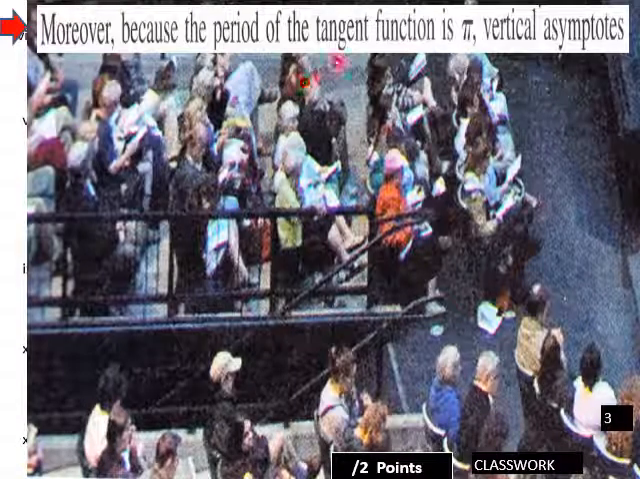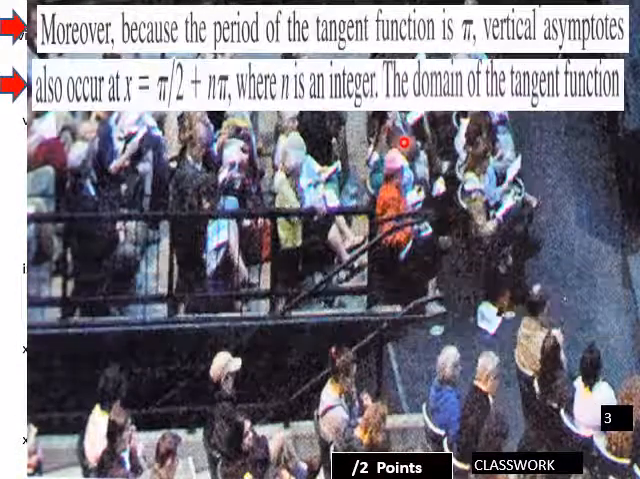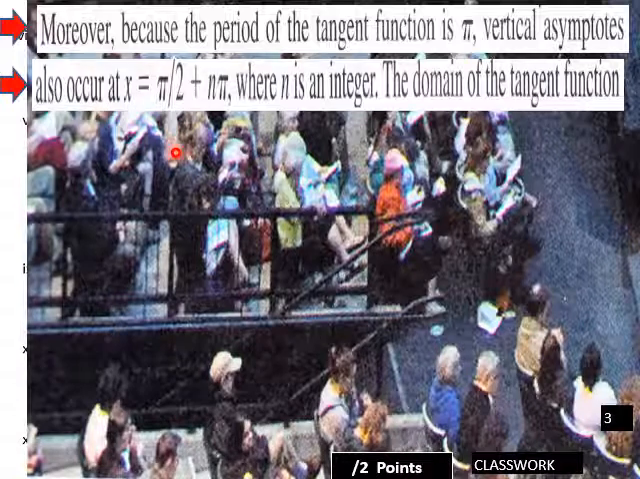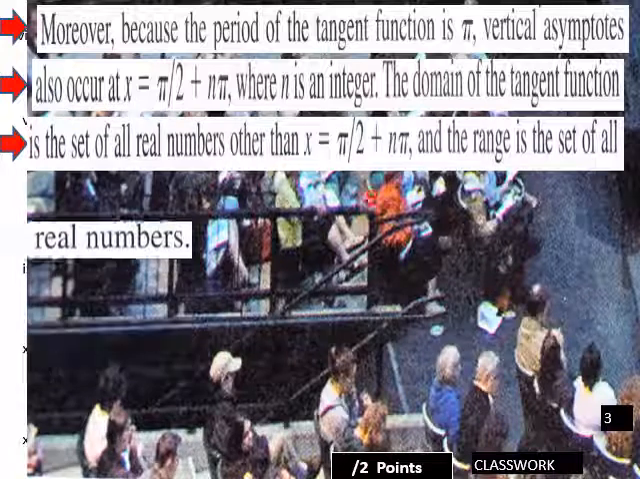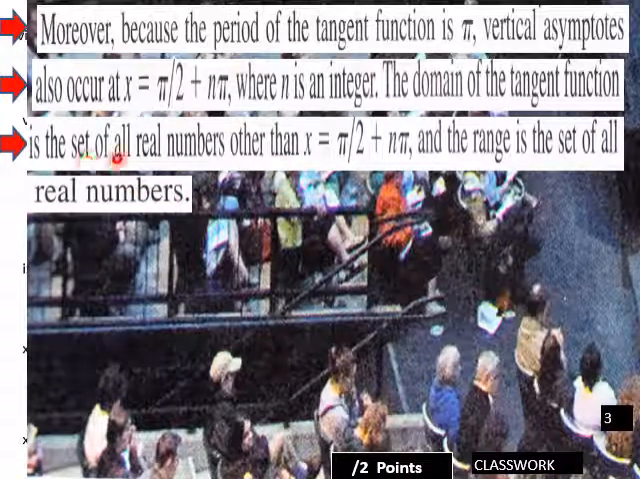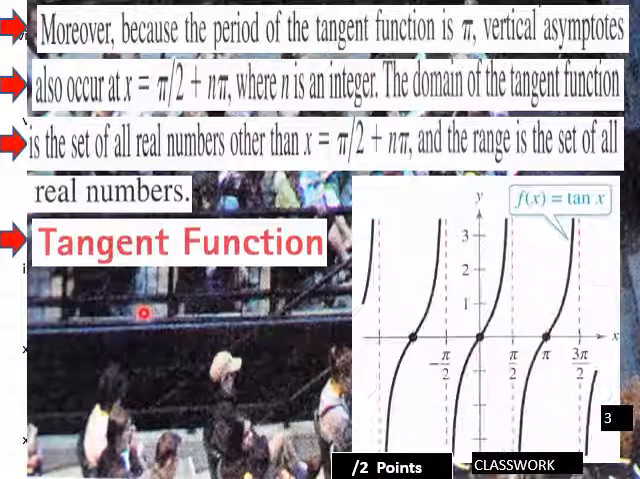Moreover, because the period of the tan function is pi, vertical asymptotes also occur at x equals pi over 2 plus n pi, where n is an integer. The domain of the tangent function is the set of all real numbers other than x equals pi over 2 plus n pi, and the range is the set of all real numbers. So again, here's the graph of your tangent function, and this describes the domain, and the range here is all real because it just goes in both directions to infinity.